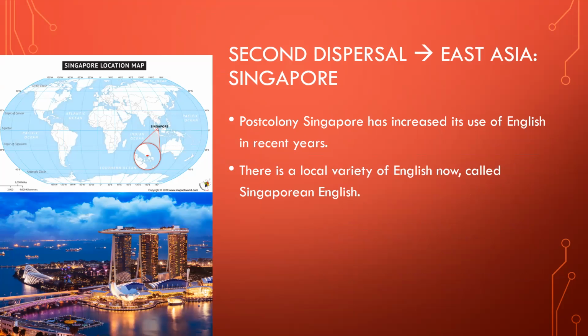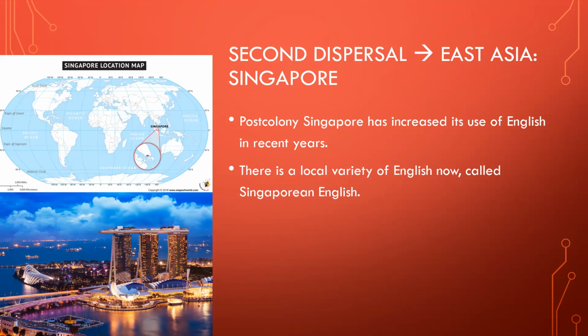So now we're going to talk about Singapore. Maybe some of you have heard of Singapore as this very modern country, but Singapore has gone a long way at present economically, but it is a post-colony. It has increased its use of English in recent years, possibly to be able to compete with the global economy and be as successful as they've been able to be, because English has such a prominent role in Singapore.